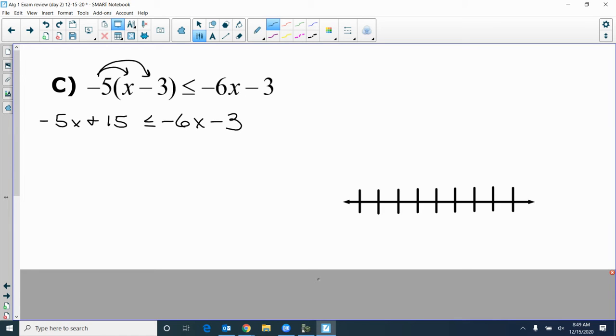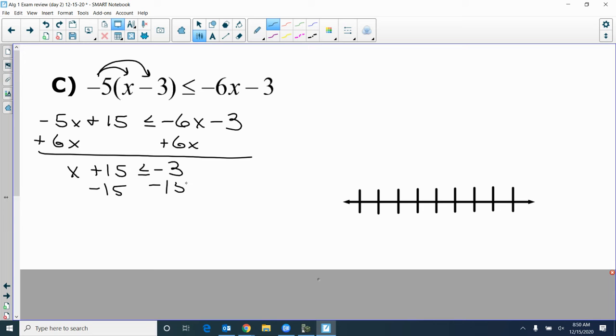Okay, now once you get to that step, just take a look there for a second. Caitlin, what do you think we can do here? Add 6x to both sides. Okay, I would add 6x to both sides. Adding or subtracting does not alter the sign, so don't worry about the inequality. So that just gives you x, or 1x, plus 15 is less than or equal to -3. And I would subtract 15. And I get x is less than or equal to -18.